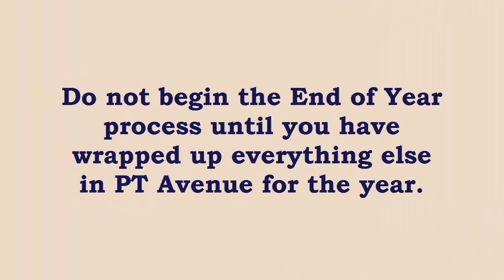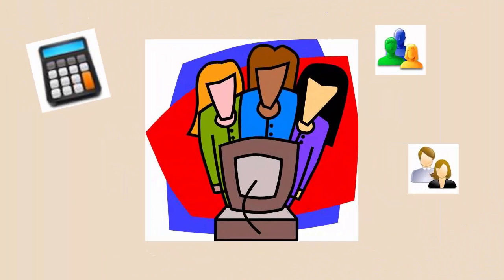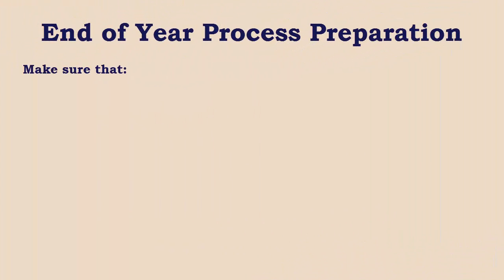There are several things to consider before you close out the current fiscal and school year. You don't want to begin this process until you have wrapped up everything else for the year in PT Avenue. Therefore, it is very important that this head person coordinates this process with both the treasurer and the membership volunteer board members. If possible, do the end-of-year process together. Here's an overview of the steps you should take before you begin the end-of-year process.